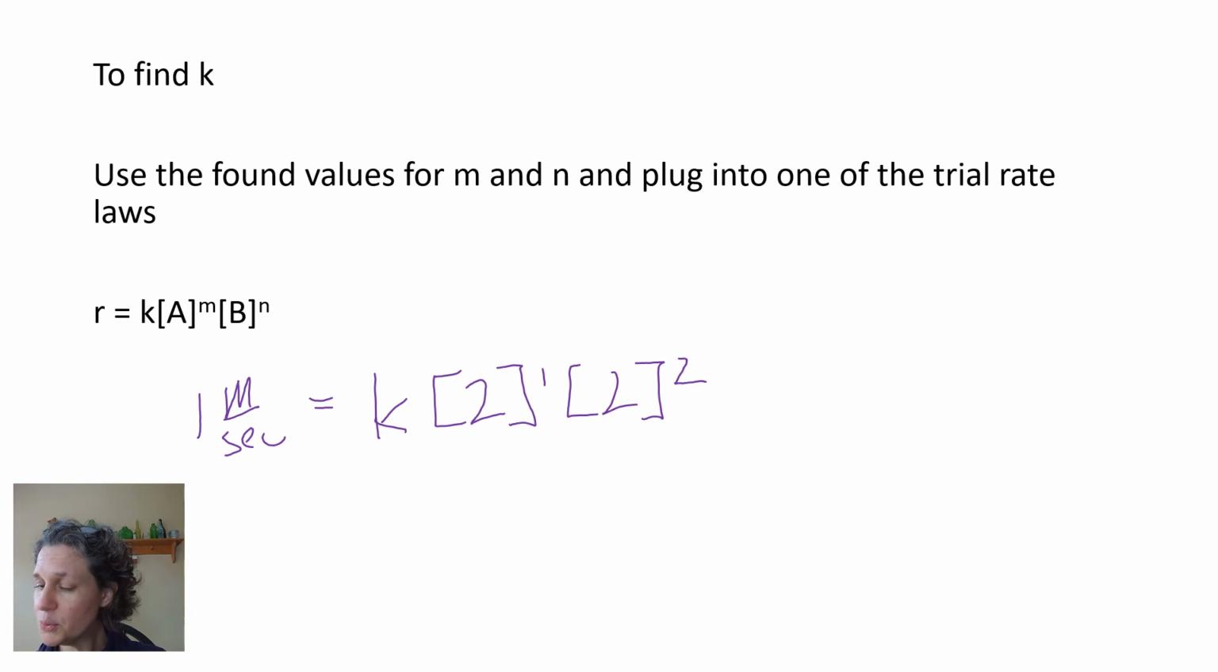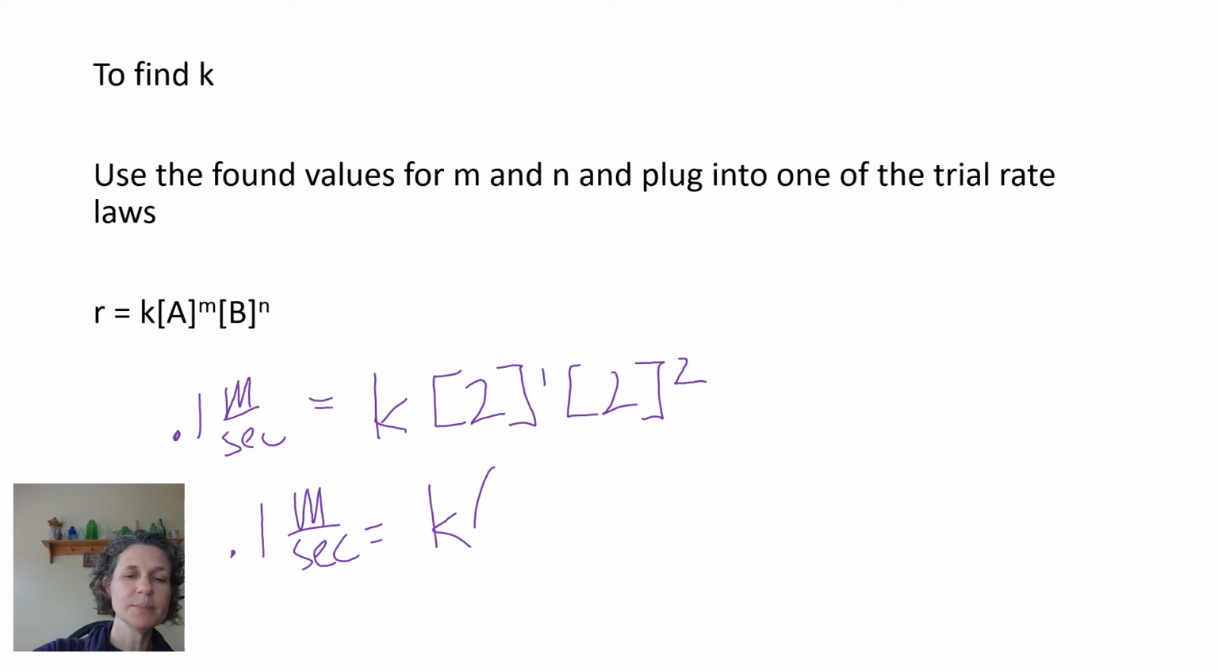So then when you do your math, you end up with 0.1, still molar over seconds, and then you multiply everything out. You're going to have K times 8: 2 times 2 squared is like 4 times 2, which is 8. Yikes, thank goodness I'm not your math teacher, right?